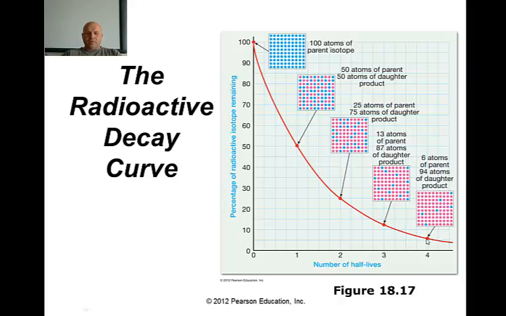So when we end up with 4 half-lives, we end up with 6 atoms of the parent and 94 of the daughter nucleus, or daughter isotopes. So when we see this occur and we count that up, we're able to tell how long it took for this to decay.